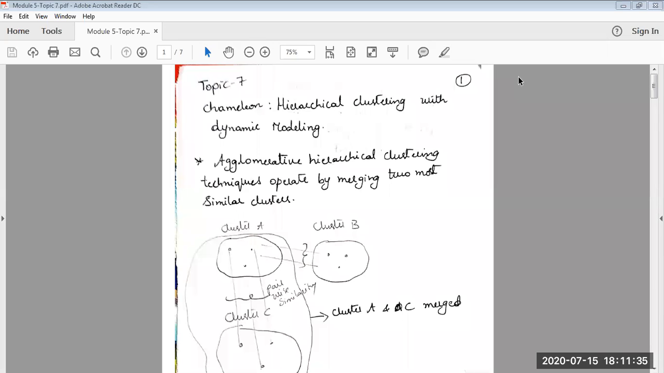So in today's discussion, we will be taking up the chameleon algorithm. The chameleon algorithm is responsible for creating clusters from the data objects or data points that are available. So clusters will be created by this algorithm. Chameleon is a hierarchical clustering mechanism with dynamic modeling, meaning that it will use the technique of hierarchical clustering that was discussed in the previous sessions.